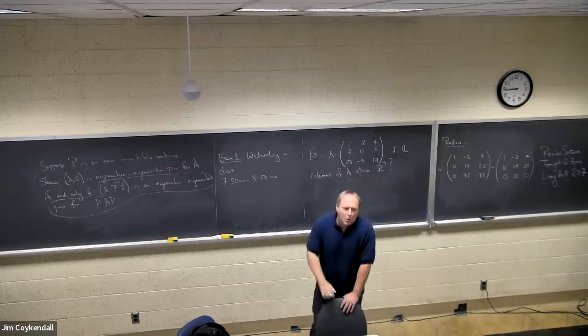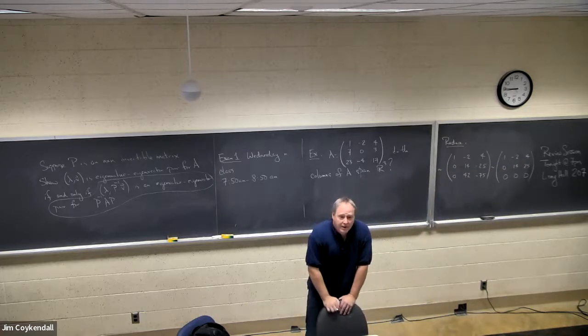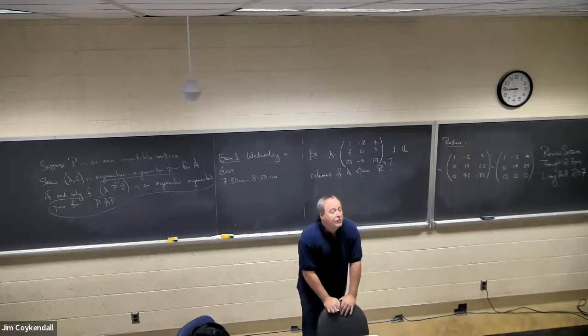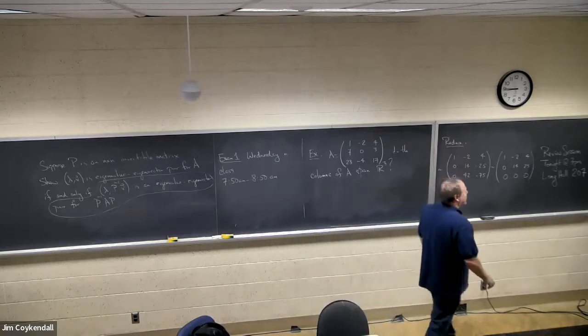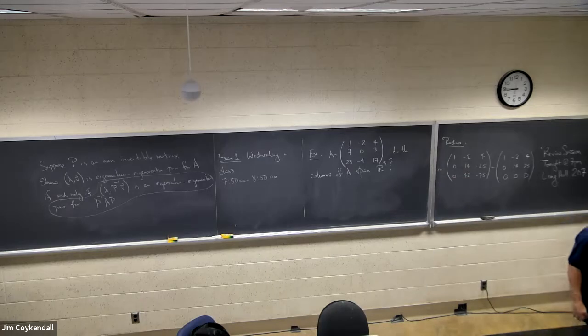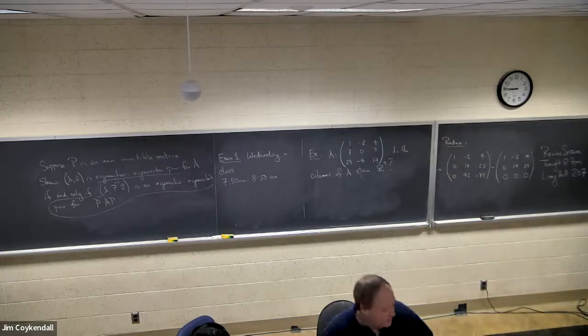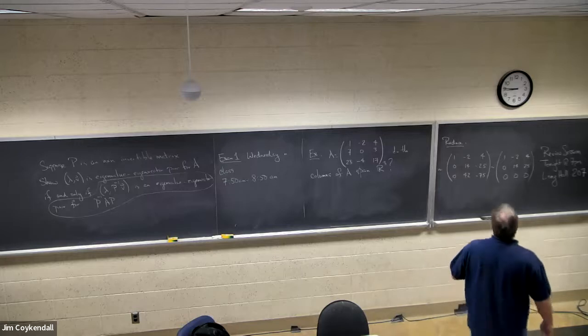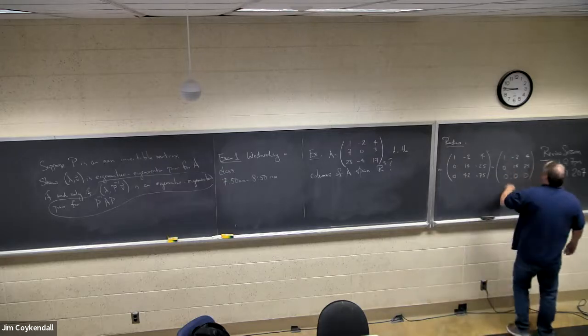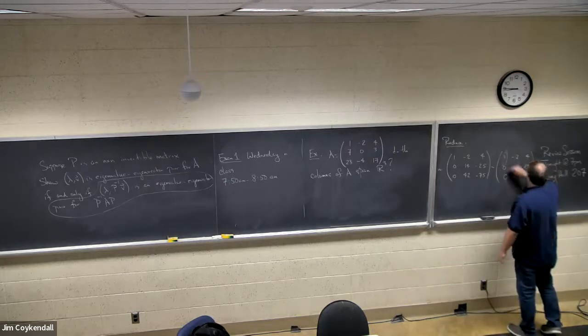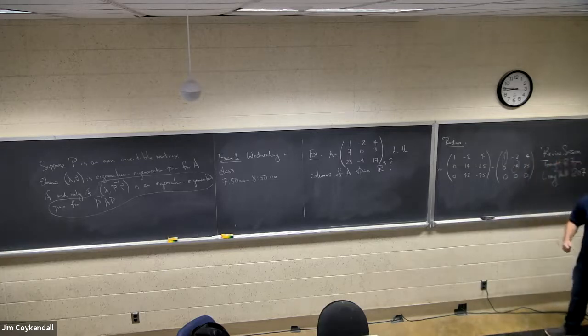So does it span all of R3? No, it does not span all three. What do I need for this to span all of R3? I need there to be a pivot in every row. Yes, you actually need a pivot in every row. There's no pivot down here, so it doesn't span.